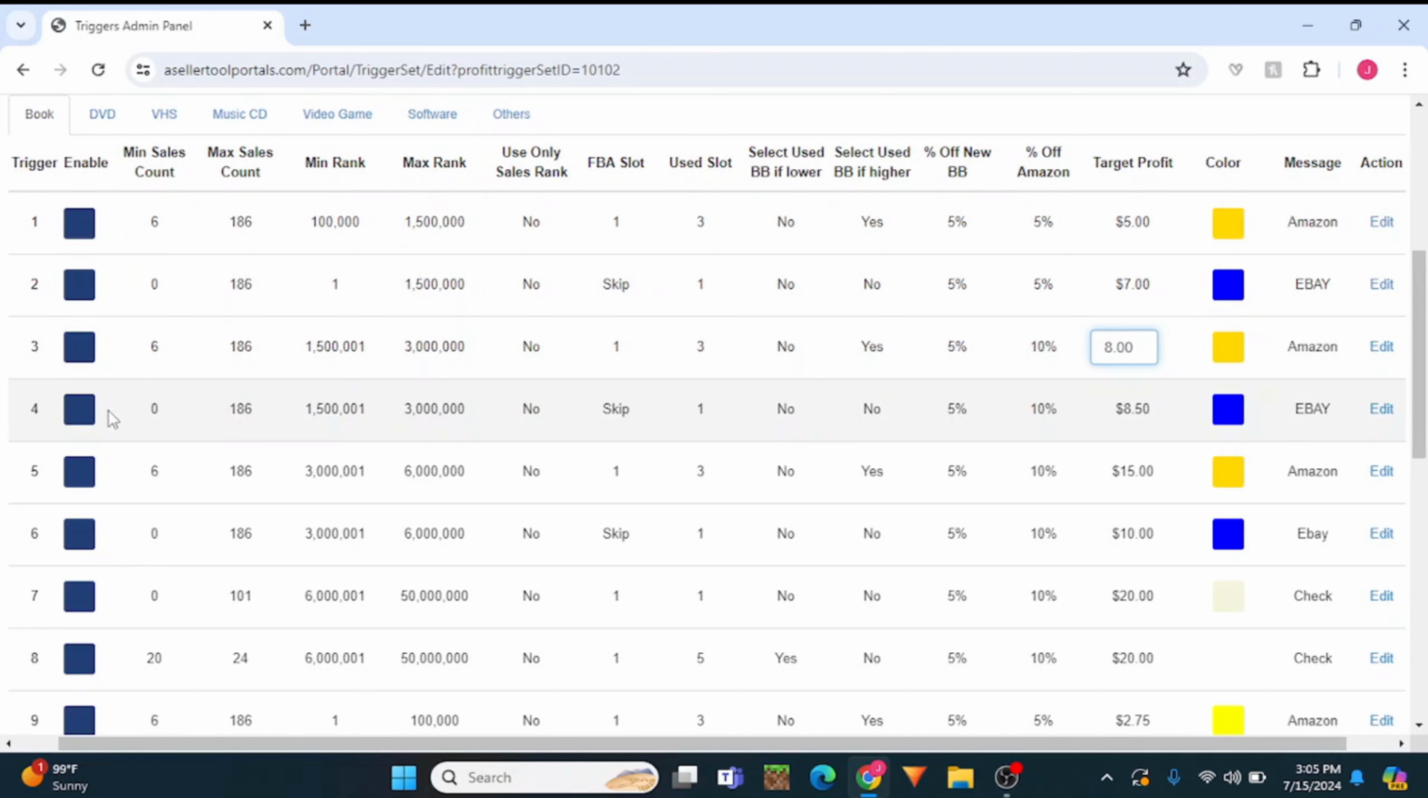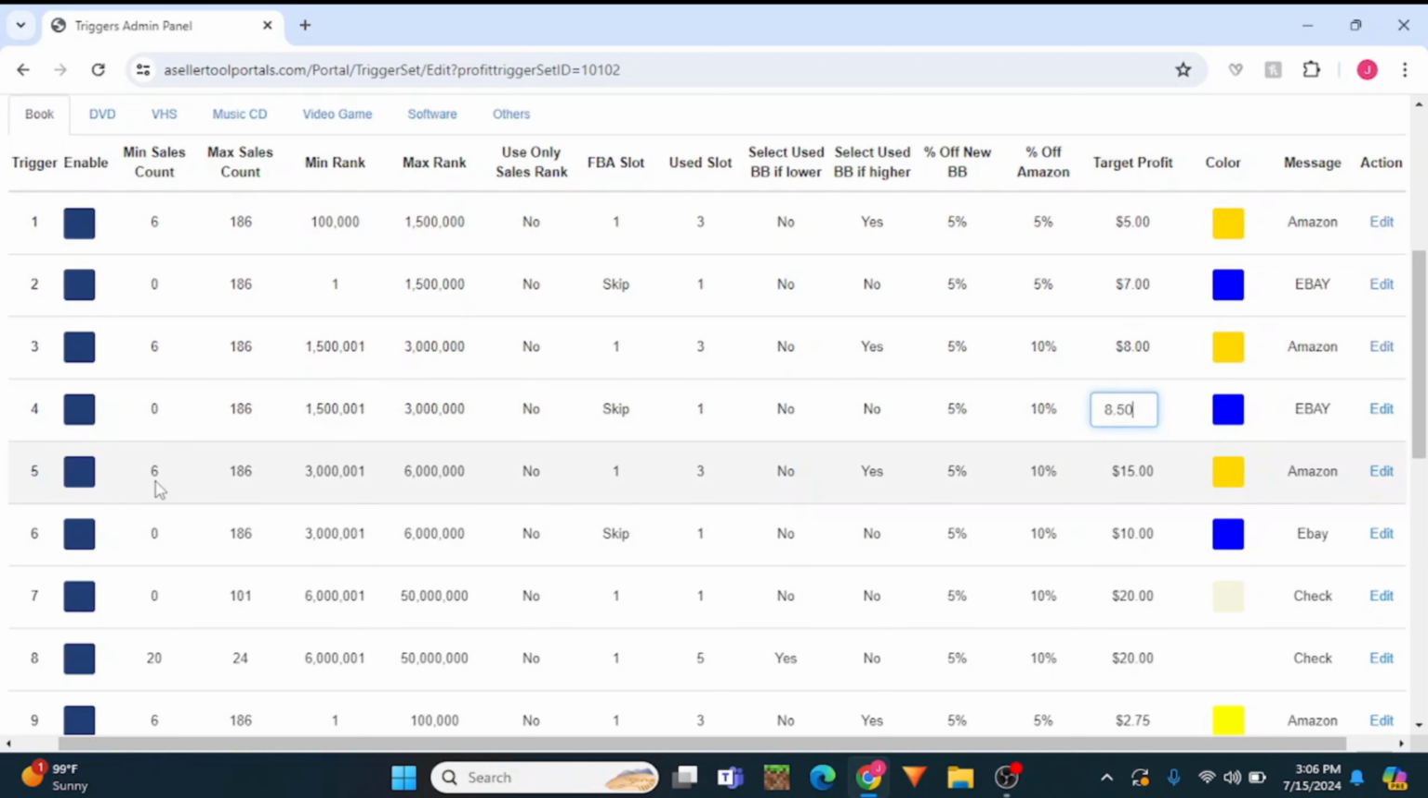The only difference here is the scale score goes from 0 to 186, 1.5 to 3 million. I find a lot of books that kind of fit this trigger quite a bit. I do have a target profit of 850, and these go into my eBay pile. Once again, I will look those up, make sure they are actually good for eBay, but typically if they turn blue here, they are good for eBay, but maybe not.